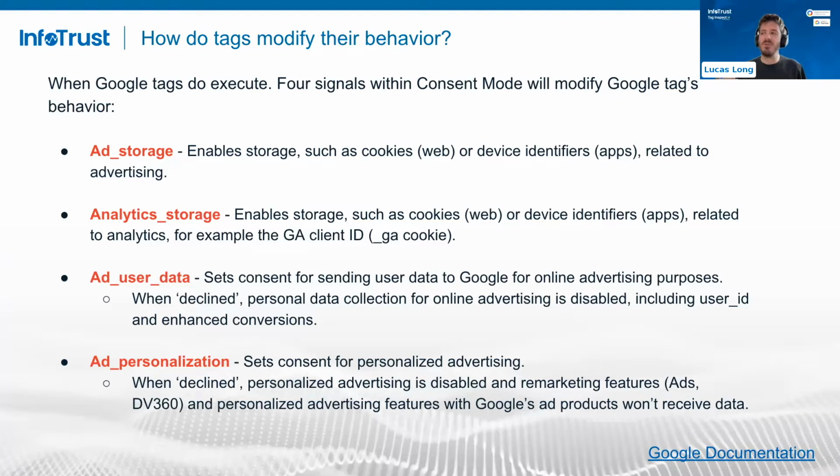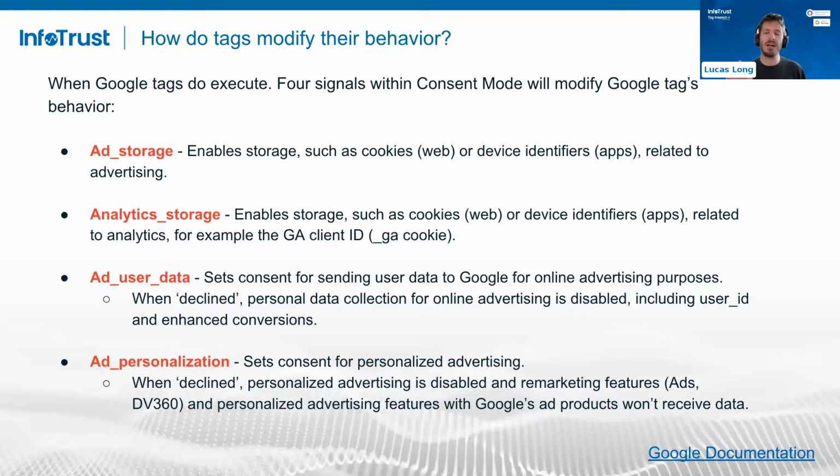Ad user data sets consent for sending user data to Google for online advertising purposes. When declined or denied, personal data collection for online advertising is disabled, and that includes user ID and enhanced conversions. If those are sent up, Google will not process that data for the advertising use cases. Ad personalization, similarly, sets consent for personalized advertising. When that is denied, personalized advertising is disabled, and remarketing features within Google's ad products will not receive data. They will not process data for those purposes.